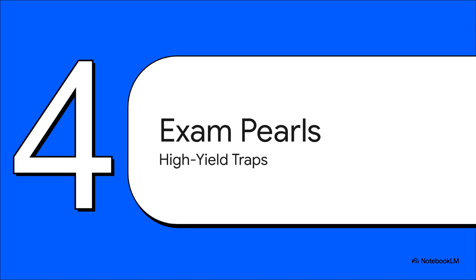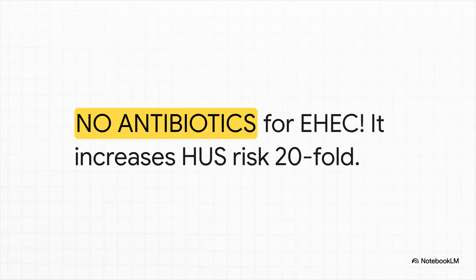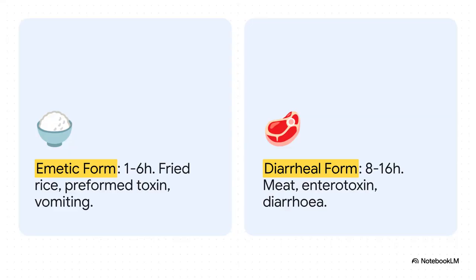Section 4, Exam Pearls. Pay very close attention here. I need you to use your most authoritative clinical voice in your head right now because this is an absolute non-negotiable rule. Do not give antibiotics to a patient with EHEC. That's E. coli O157:H7. Why? Because giving antibiotics induces Shiga toxin phage replication. Basically, it means the dying bacteria release a massive wave of toxins, and that increases the risk of hemolytic uremic syndrome, which is a potentially fatal kidney failure, by 20-fold. No antibiotics for EHEC.